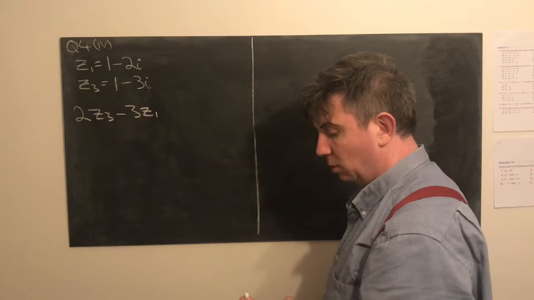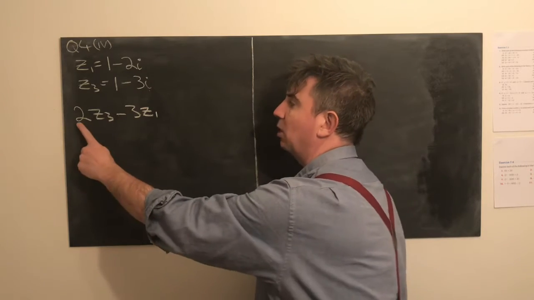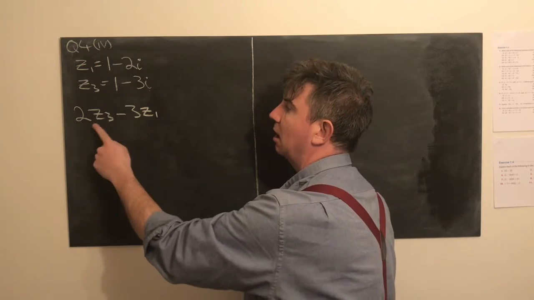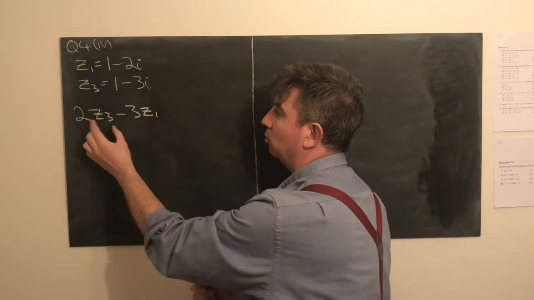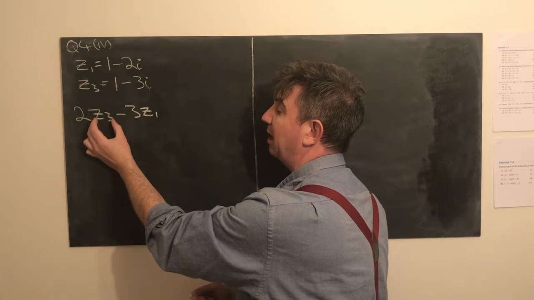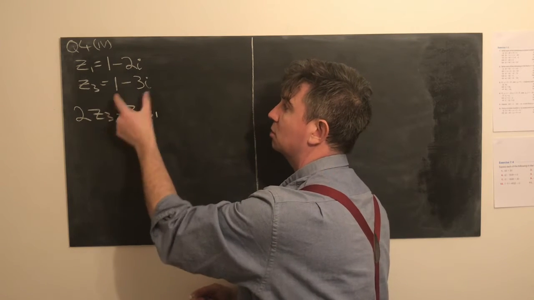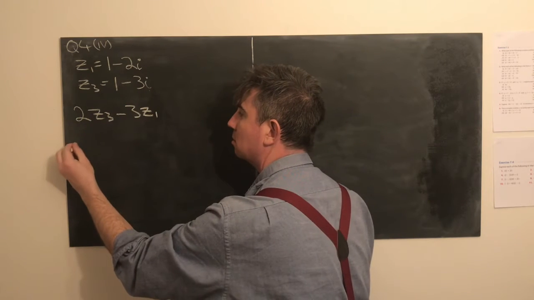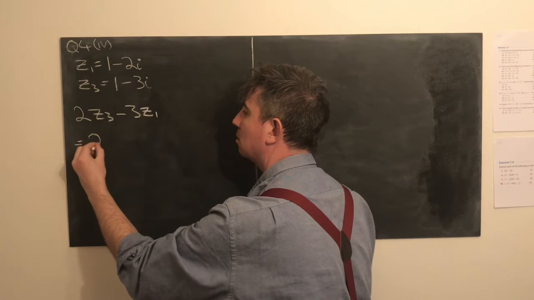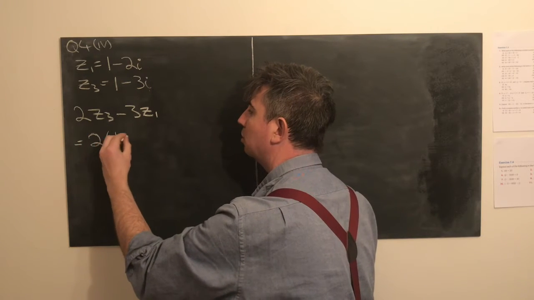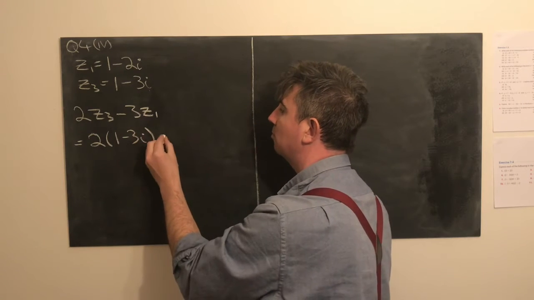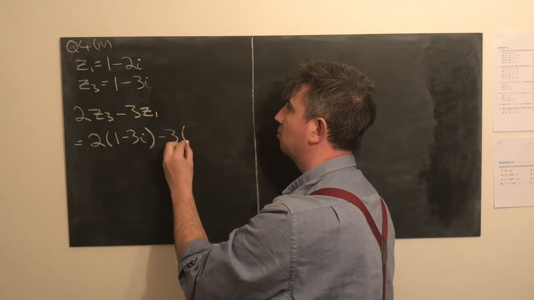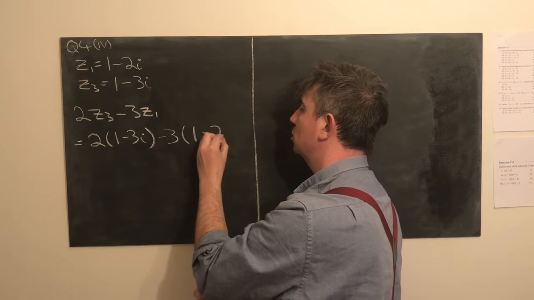So what this means is we haven't really looked at what these numbers in front of a complex number mean. Realistically, they just mean that if we have Z3 here, well, we actually have 2 of them. So it's going to be 2 times (1 minus 3i) minus 3 bracket 1 minus 2i.